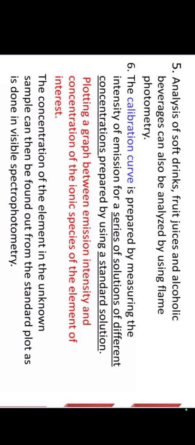Next one, to determine the elements in flame photometry, it is used in chemical research, and to analyze soil quality. The concentration of the element in an unknown sample can then be found out from the standard plot, as is done in visible spectrophotometry. These are the applications of flame photometry.